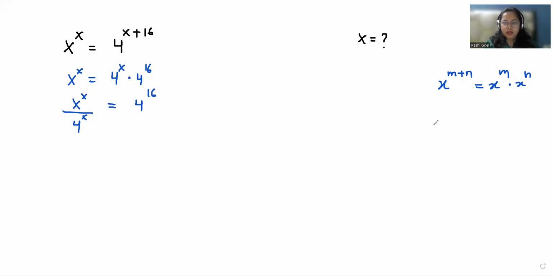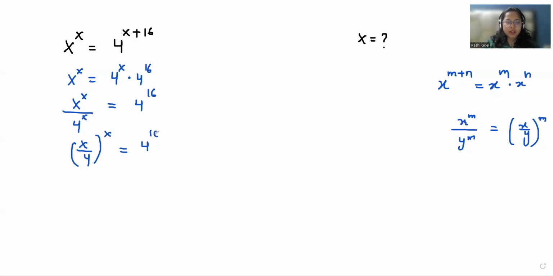Now here we can write x power m by x power n is equals to x by y whole power n. So x by 4 whole power x is equals to 4 power 16.